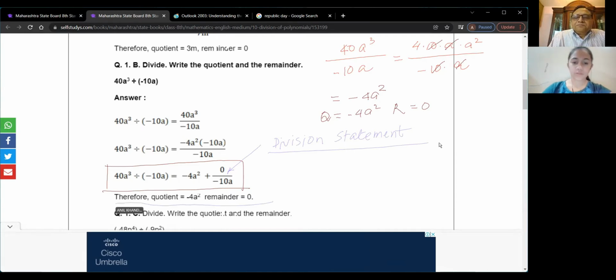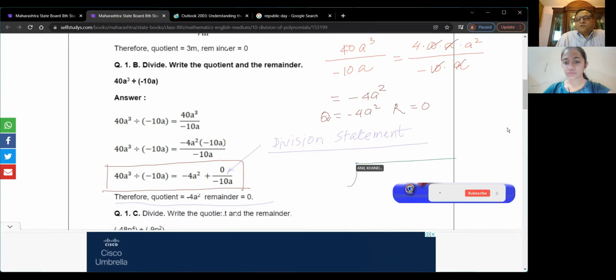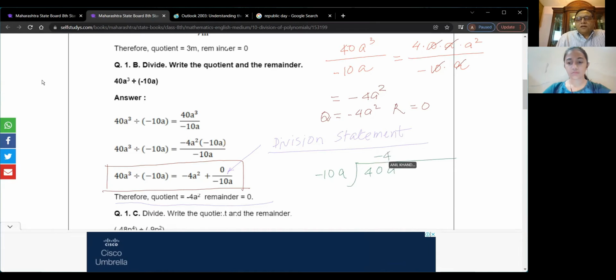Let me show you how easy it is to do with long division. In long division, exactly as you do with numbers, we'll do very similarly. For 40a cube, we are going to divide by minus 10a. So it goes with minus because we want a positive number. 4 times 10 is 40 and a square. That goes in the quotient, and when you take away 40a cube, you get 0 remainder. So from here, you can now write down the result: quotient being minus 4a square and remainder being 0. Is that clear to you?